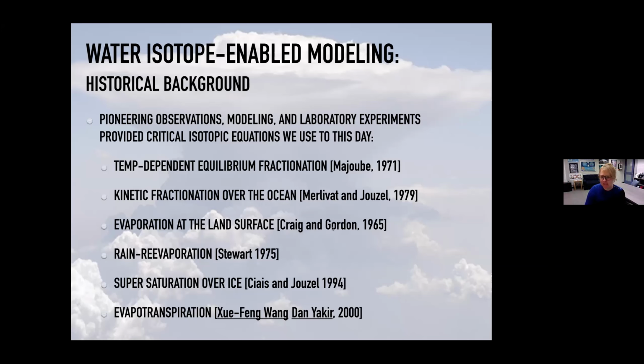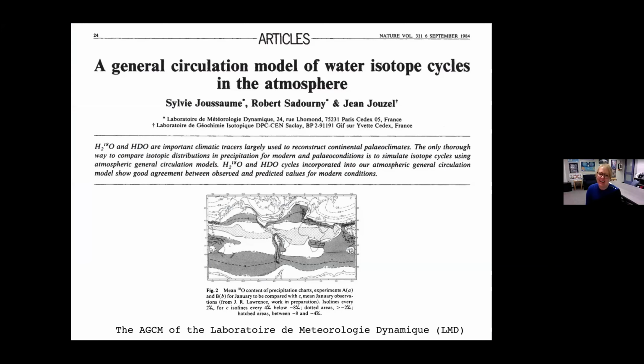And I would be remiss if I did not mention the seminal work of Sylvie Joussaume. I am very enthused that I share a first name with Sylvie, and I remember being in graduate school and figuring out that that lead author was a woman named Sylvie and being very excited. So this is the figure from the original isotope-enabled model from LMD, which was published in 1984 in Nature, which is really incredible because my understanding is computers were not that old at that time.